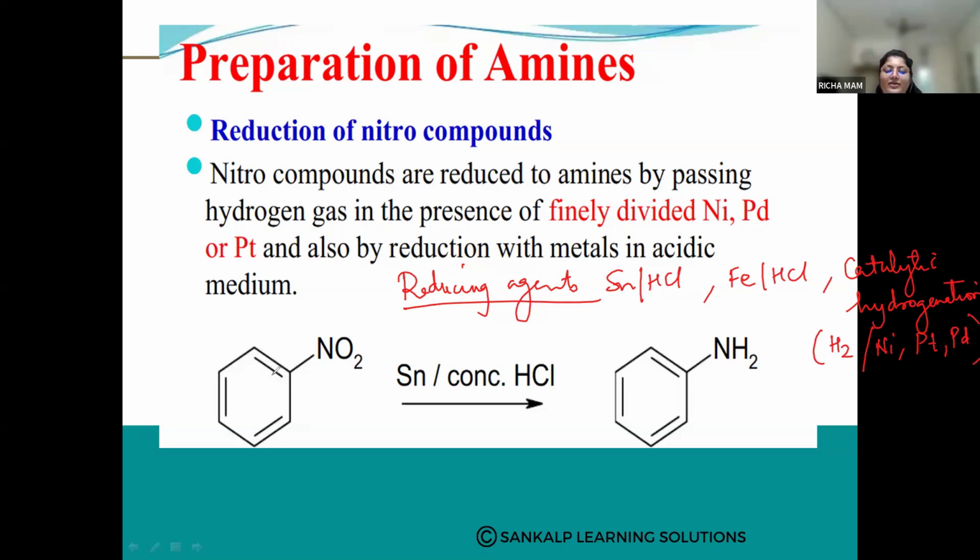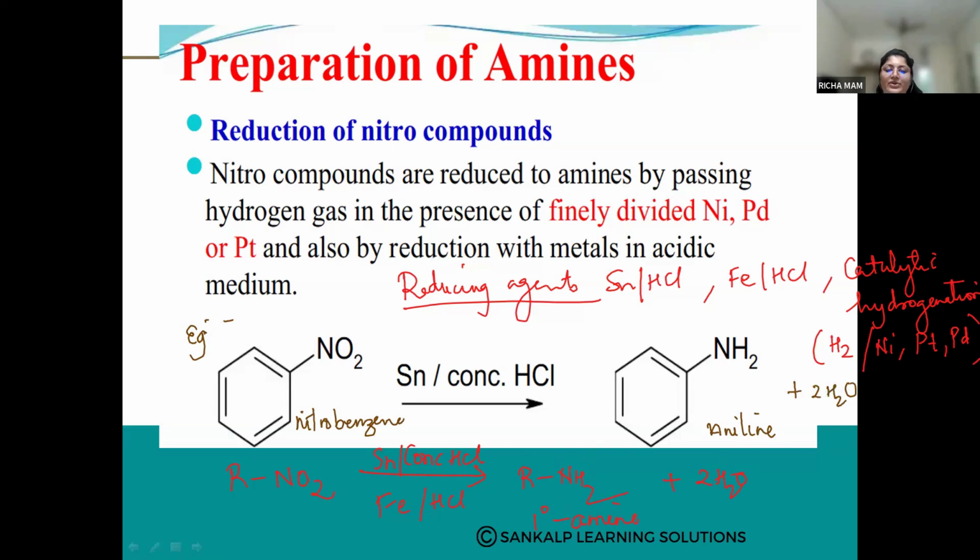I will give you a general reaction: RNO2, where R can be any alkyl or aryl group, in the presence of tin and concentrated HCl, or you can use Fe and HCl. I'm going to get RNH2, a primary amine, plus water. First example: nitrobenzene in the presence of tin and concentrated HCl gives aniline plus 2H2O.